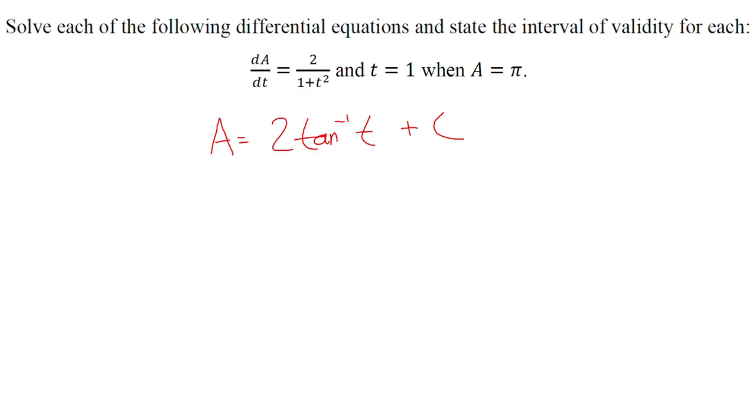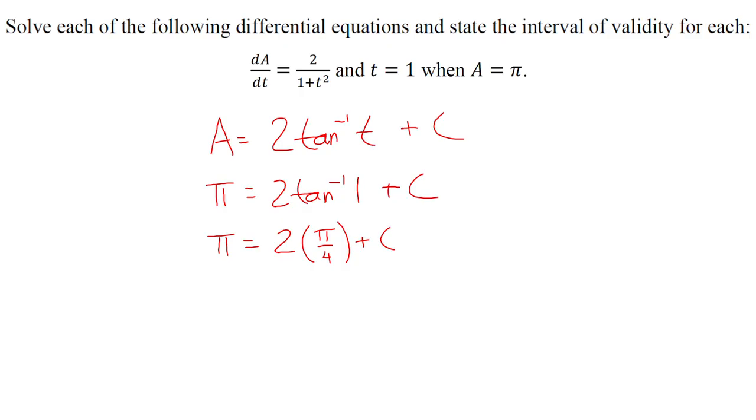When a is pi, t is 1. So we'll say pi is equal to 2 inverse tangent of 1 plus a constant. And of course, there's an infinite number of times when the tangent equals 1, but we want the one that is actually in our restrictions for inverse tangent, which means the output has to be between -pi over 2 and pi over 2. So that tells us that the inverse tangent of 1 is just going to be pi over 4. So we have pi equals 2 times pi over 4 plus a constant.